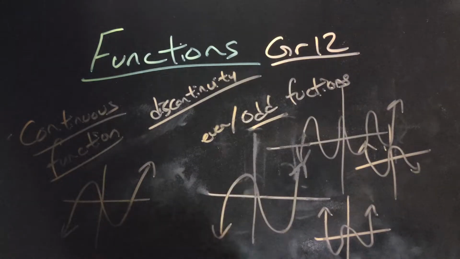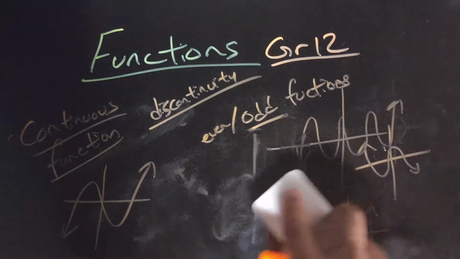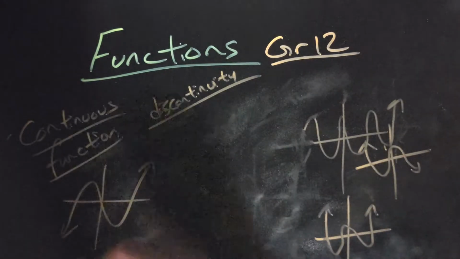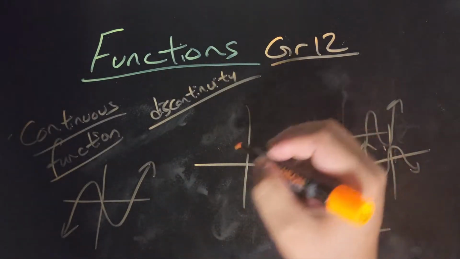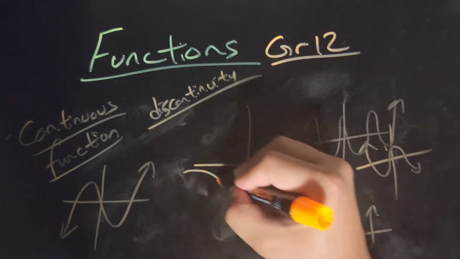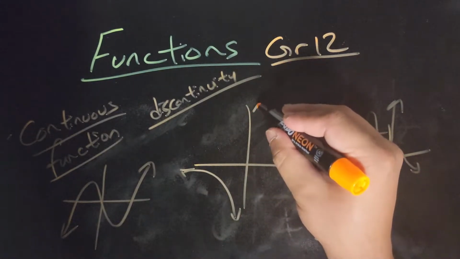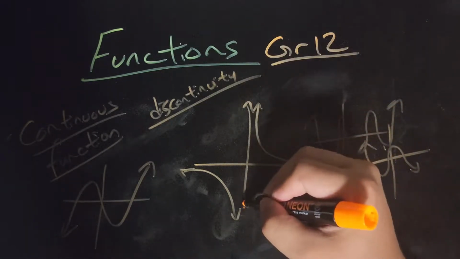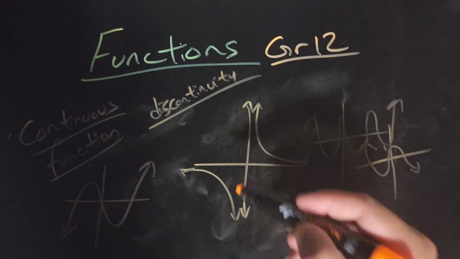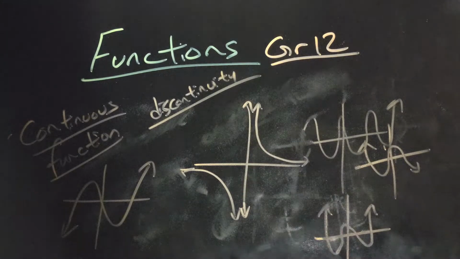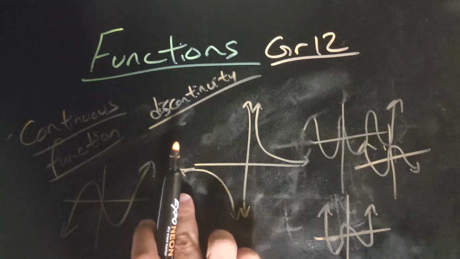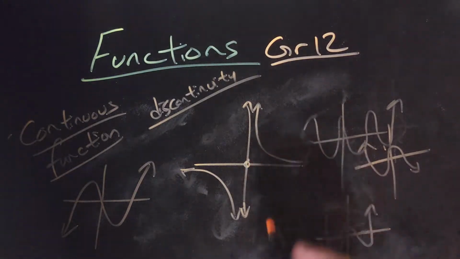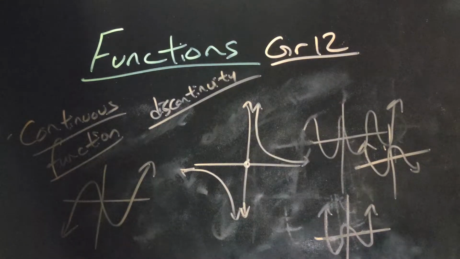For example, when a graph will do something like this. If it has the y-axis as an asymptote, that'll be a discontinuity because it has points for every x value except 0, for x equals 0.